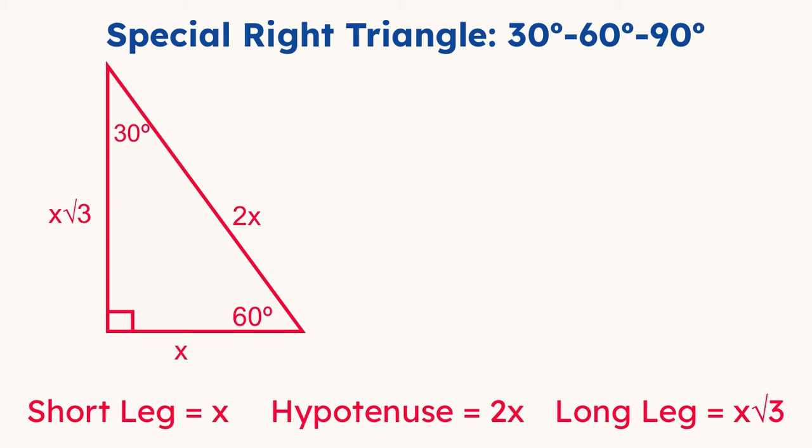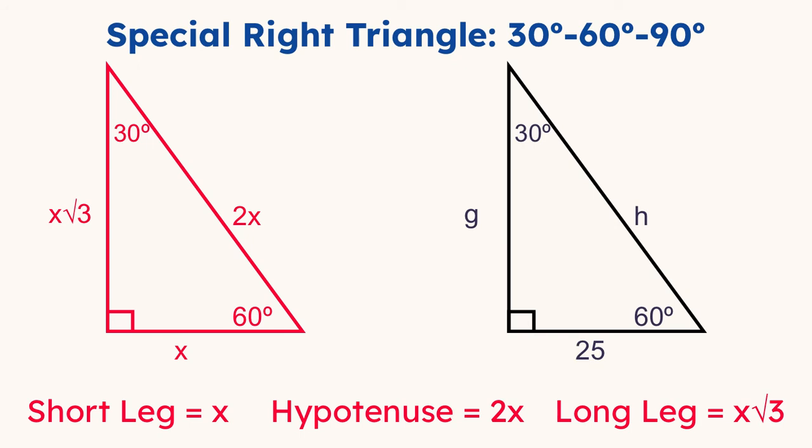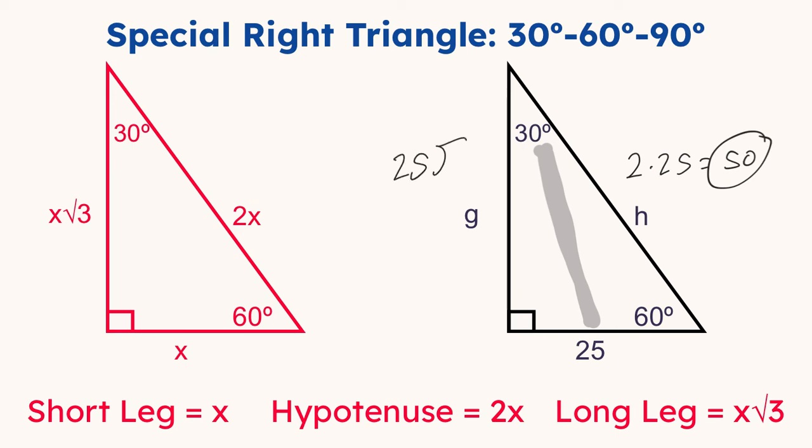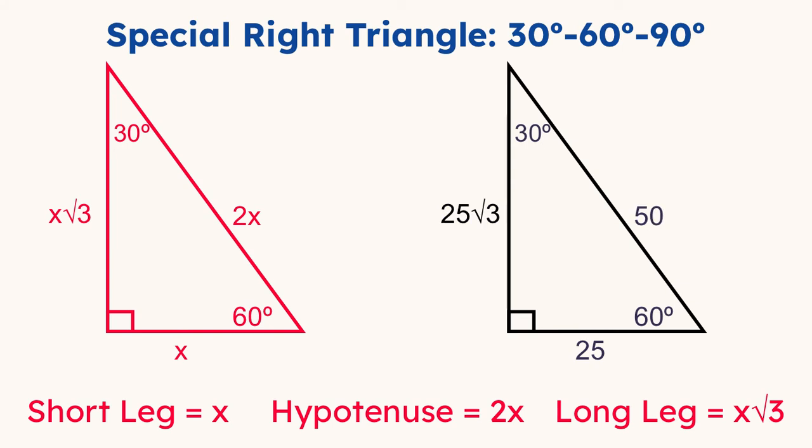Let's see if we can figure out this example. This time we start off knowing how big the short leg is, because we know the side that's opposite from the 30-degree angle. So in order to get the hypotenuse, we're going to double it. 2 times 25 would give us 50. And then for the longer leg, we take that short leg and multiply it by square root of 3, so it would be 25 times the square root of 3. So it looks like this.